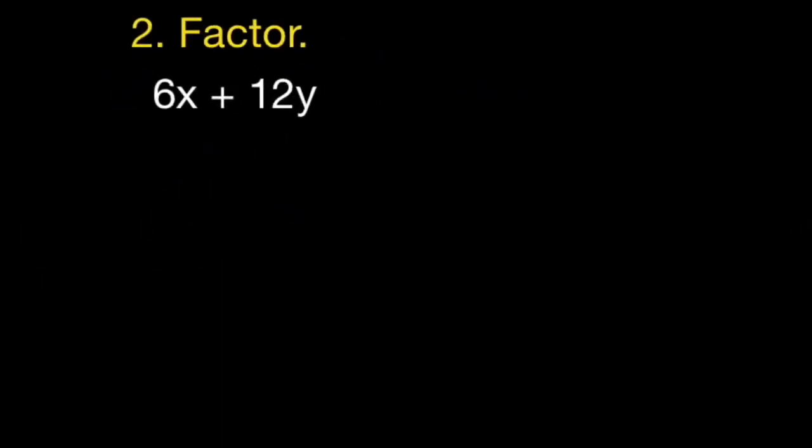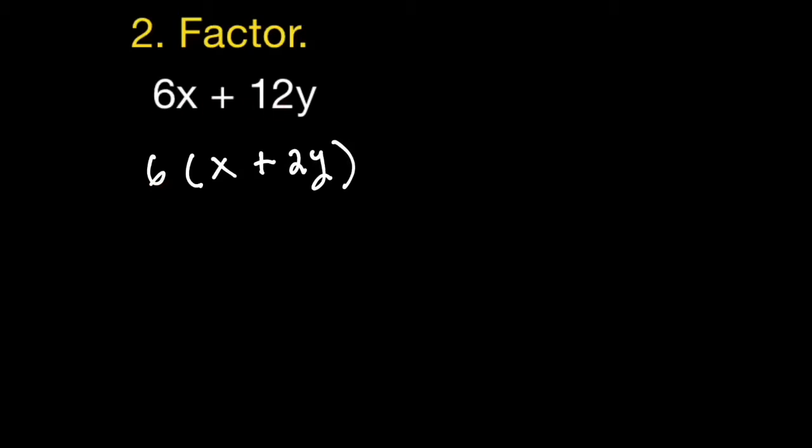Let's consider example 2. We have 6x plus 12y. Here, the terms don't have a variable in common, but 6 and 12 are both divisible by 6, so we can factor out a 6. We can rewrite the expression as 6 multiplied by 6x divided by 6 is 1x, plus 12y divided by 6 is 2y. And we've successfully factored out this binomial using the GCF.